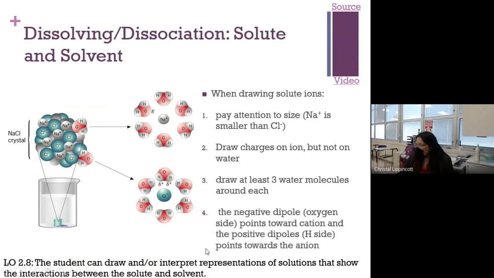All right. When drawing solute molecules, then pay attention to the size. Na is going to be smaller than Cl minus. Draw charges on the ions, but not on water. Draw at least 3 water molecules around each thing, and then show that the negative dipoles are going to be pointing towards that cation here, and then the positive dipoles are going to point towards the anion.